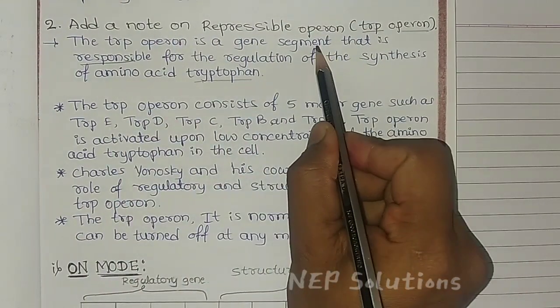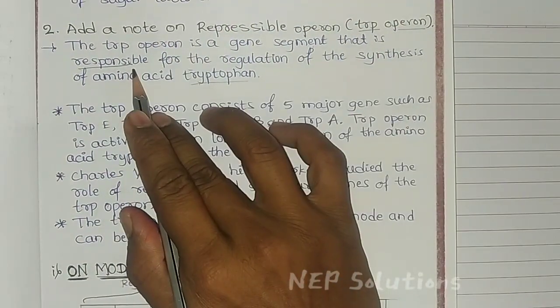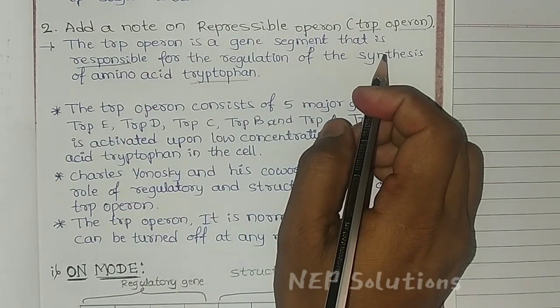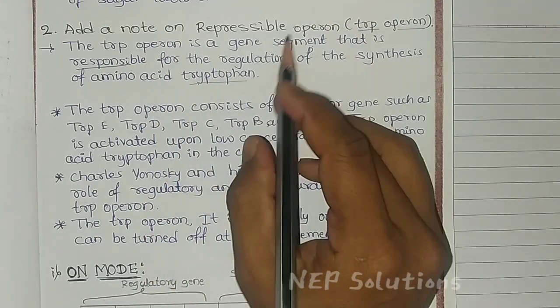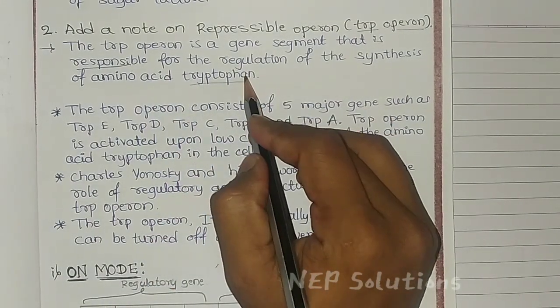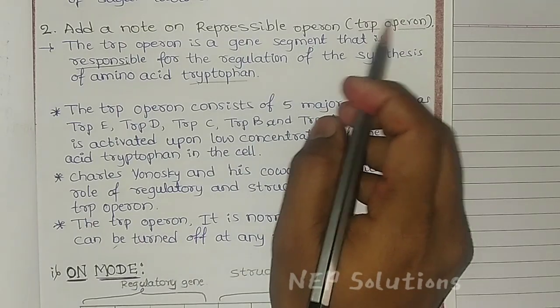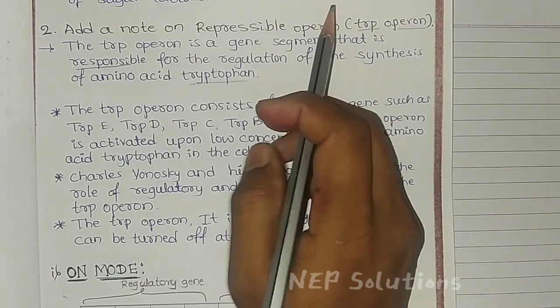The TRP operon is a gene segment. It is responsible for regulation of the synthesis. What does it synthesize? It synthesizes the amino acid tryptophan. Because of this, it is called the TRP operon. TRP means tryptophan, that is the amino acid.